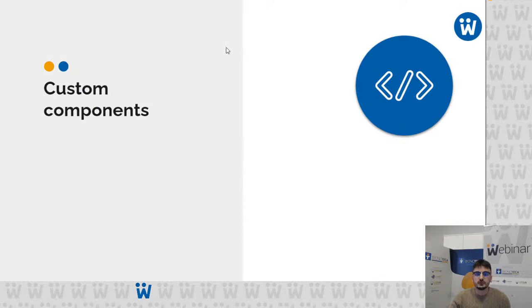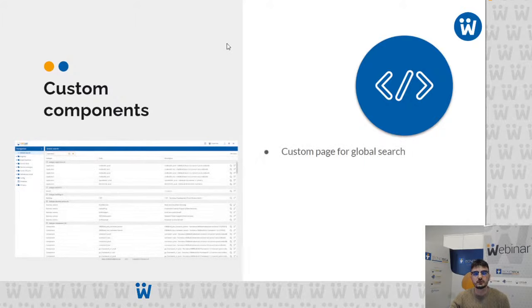We can now move on to the custom components. And here, concerning this module, we have implemented a new custom page for the global search. What this custom page allows the users to do is to look for values across all the classes inside the Ready2Use application. This, of course, is useful if you know a value of a specific record, but you don't really know into which class this record is present. So you can use this new functionality to look for that specific record.